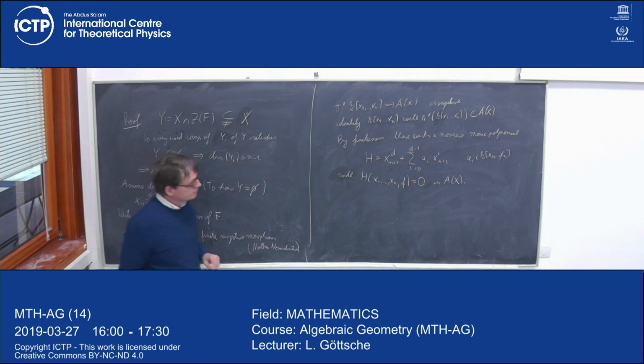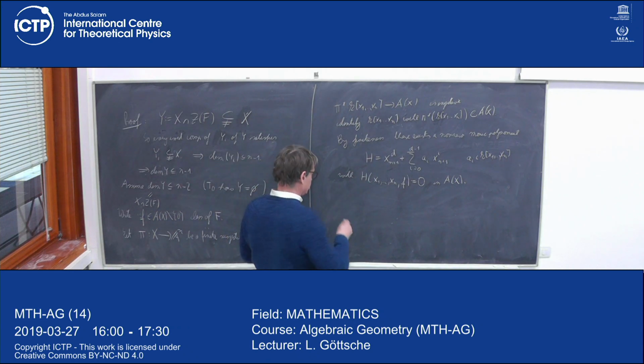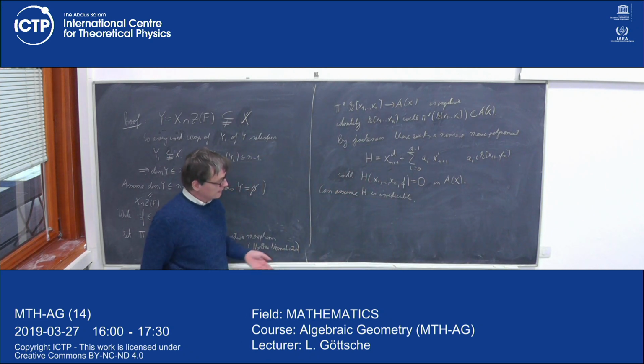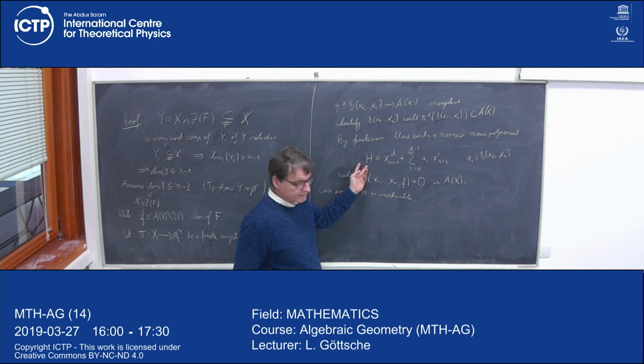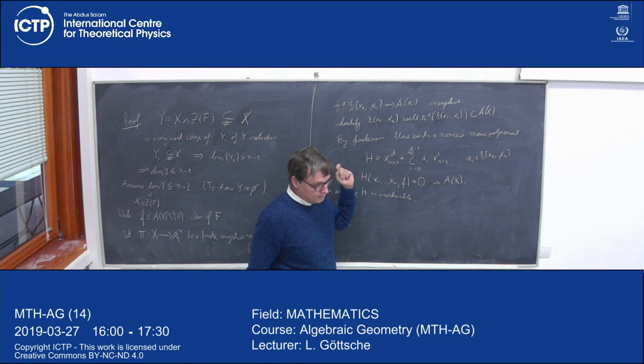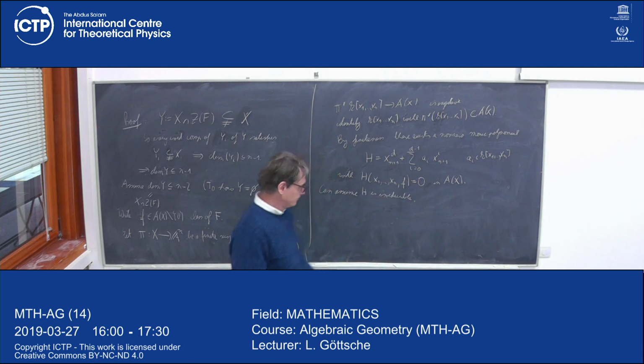Now, I claim we can assume that H is irreducible. If H is not irreducible, we decompose it into irreducible factors. If I put F into this polynomial, I get zero. So at least one of the irreducible factors, if I put f into it, I do get zero. And you can easily check that if you take an irreducible component of a monic polynomial, that irreducible component is still monic.